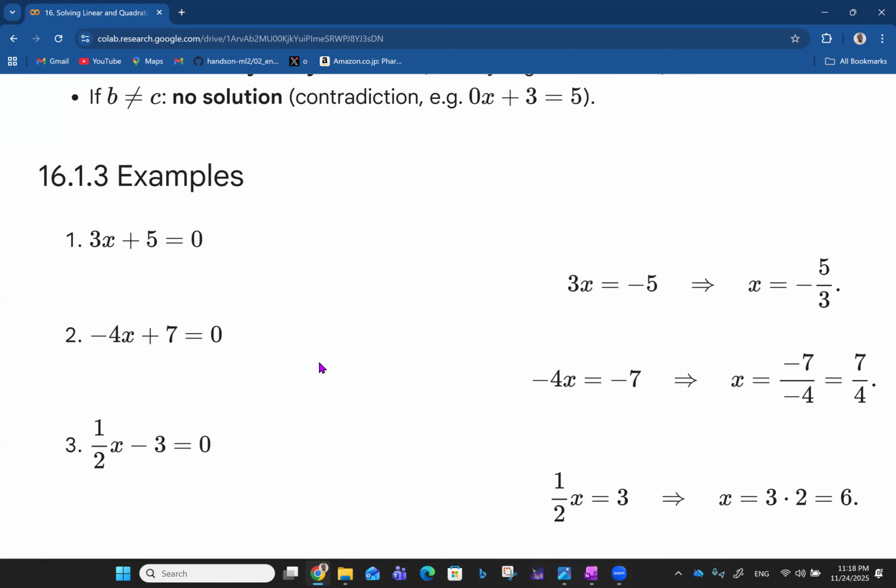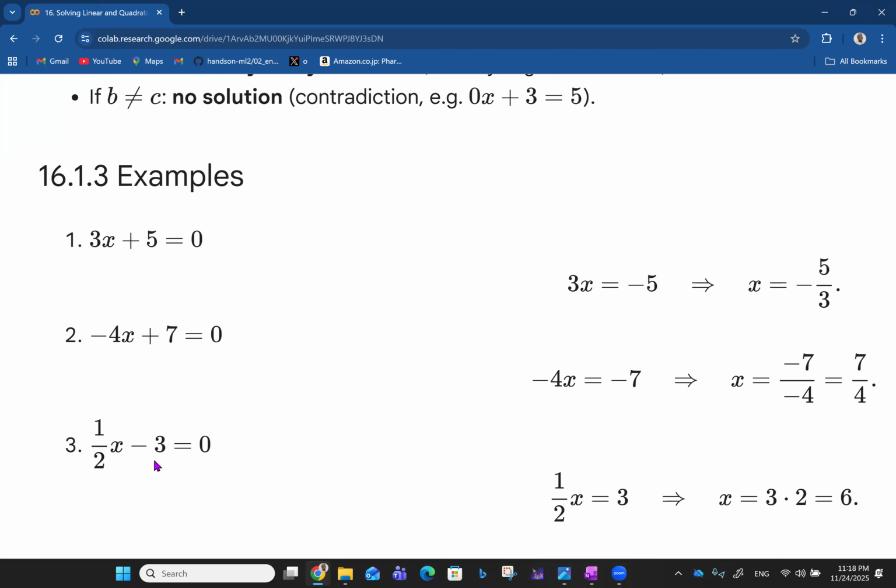Minus 4x plus 7 equals 0. That's minus 4x equals minus 7. Divide both sides by minus 4. So you have x equals minus 7 over minus 4. That's equal to 7 over 4. Or if you want to go by minus b over a, so a is minus 4, b is 7. So you have minus 7 over minus 4. So minus cancels minus. So you have 7 over 4 at the end of the day.